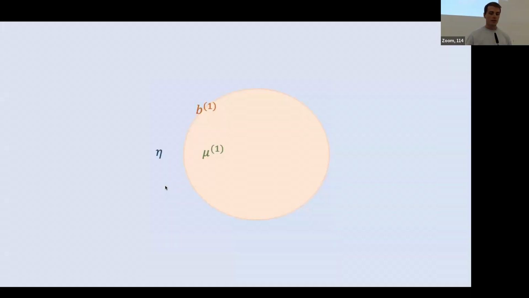So the story of the FEP starts with this setup. You basically have the environment, which we denote eta here, and the agent, separated by this blanket B, with some internal states mu. It's a very, very simple setup to begin with.